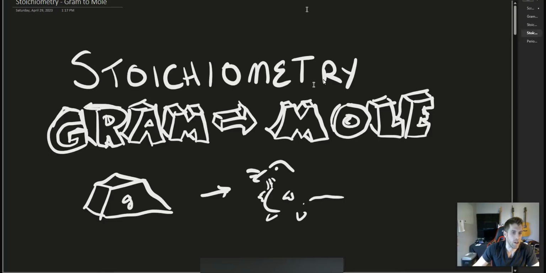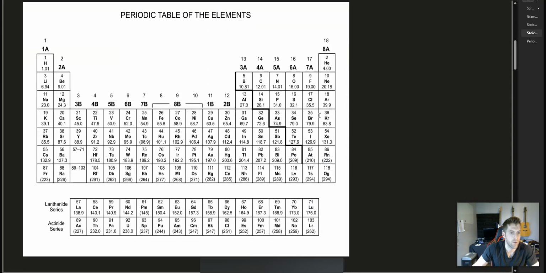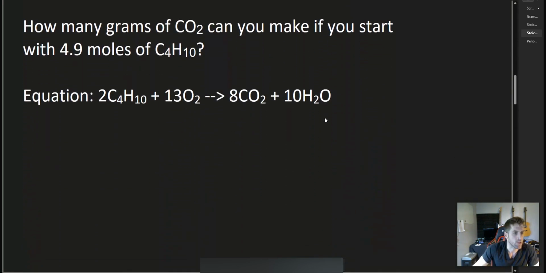Hi, we're going to work on stoichiometry gram to mole. We're going to need our periodic tables and you will need a calculator. First question, how many grams of carbon dioxide or CO2 can you make if you start with 4.9 moles of C4H10? We have our equation listed out down here and it is balanced.